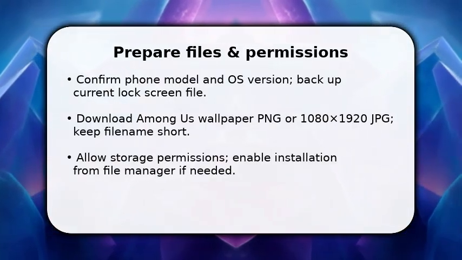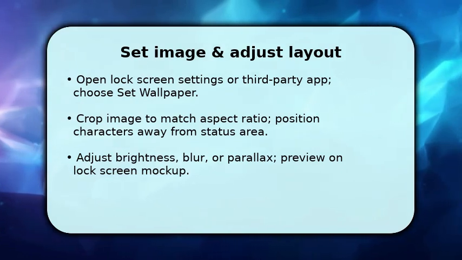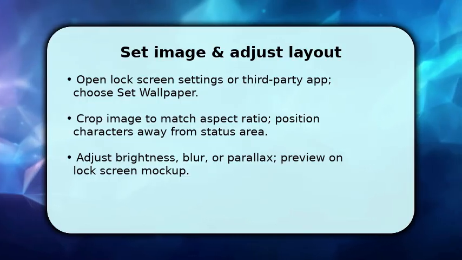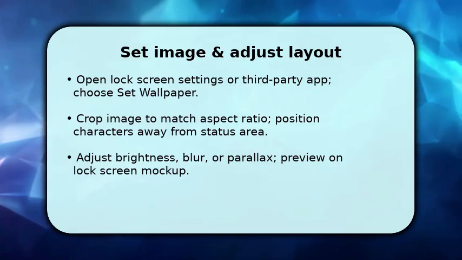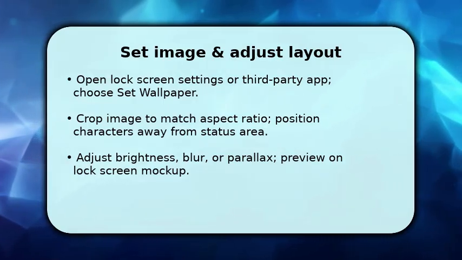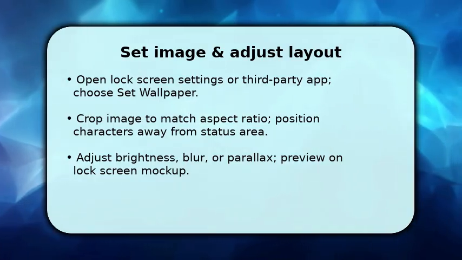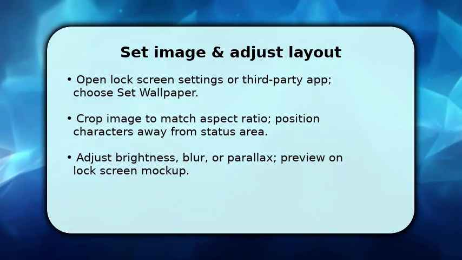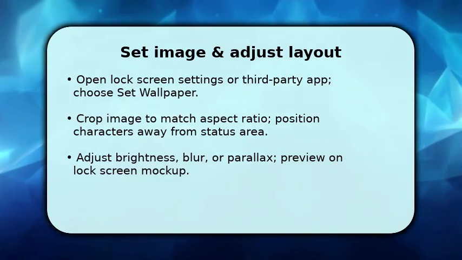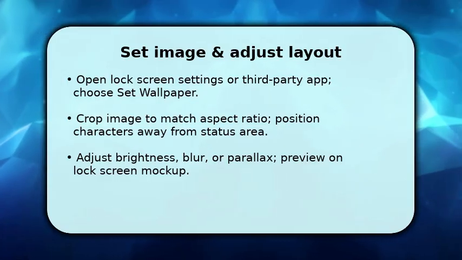Now you configure the image so it looks crisp and unobstructed on the lock screen. Open your device's lock screen settings or a wallpaper app, select the Among Us file, and crop it to match your phone's aspect ratio. You want crew or imposter characters clear of status icons and the clock, so reposition as needed. Then adjust effects like blur, brightness, and parallax to keep legibility. Make sure to preview on the lock screen mockup, so text and icons remain visible before.